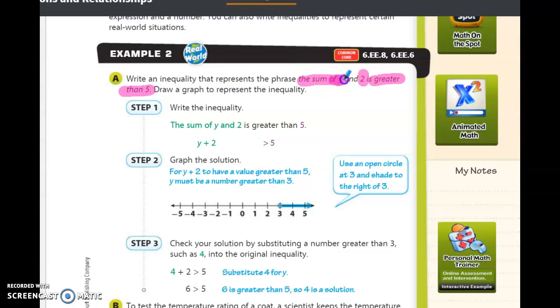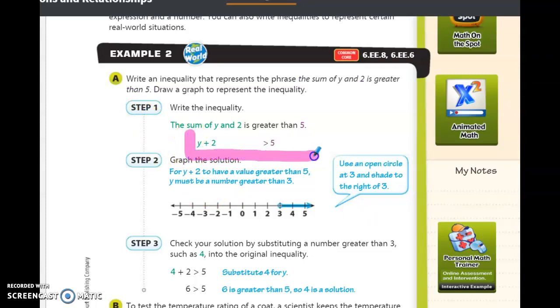So if we look at this, the sum of y and 2, we could write that as y plus 2. And then we have the greater than symbol and 5 over here. So if we look at our inequality, the sum of y and 2 is greater than 5.